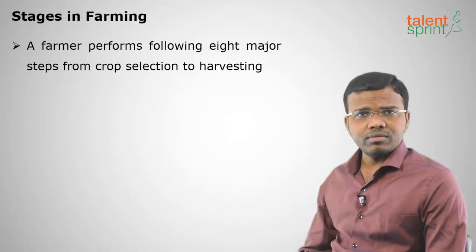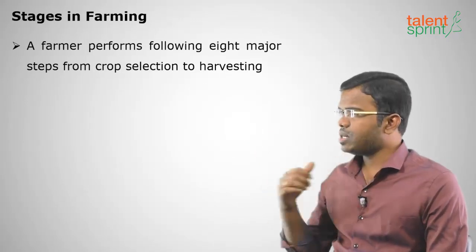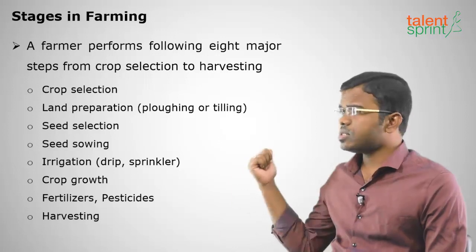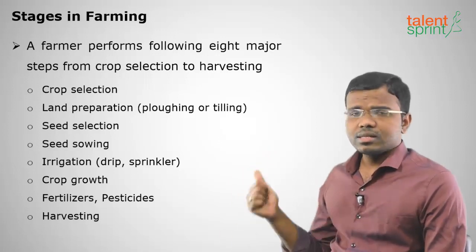So first we shall see what are the stages in farming. What does a farmer do in a farm? First, he'll do mainly 8 activities. What are those basic 8 activities? We shall see. The first is crop selection, next is land preparation.